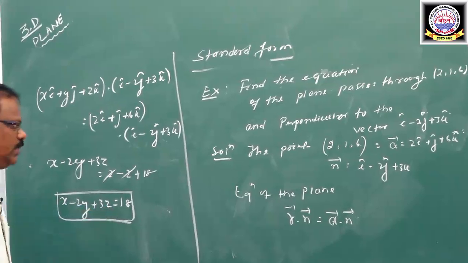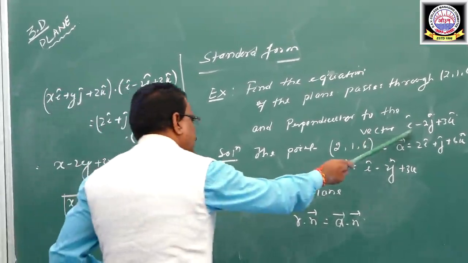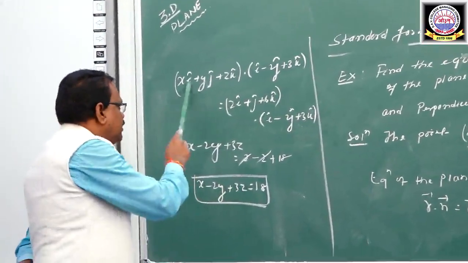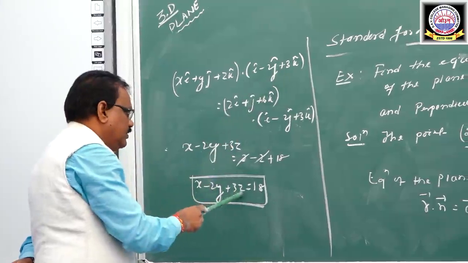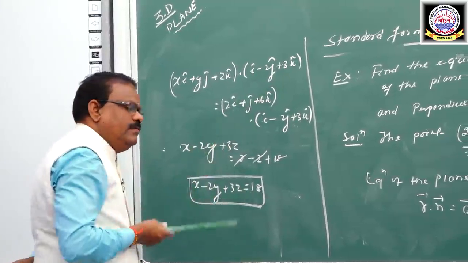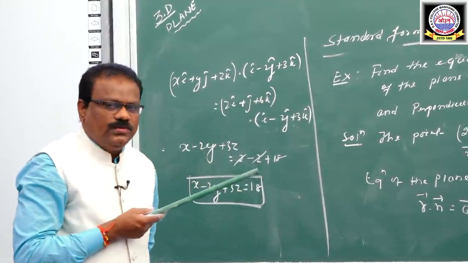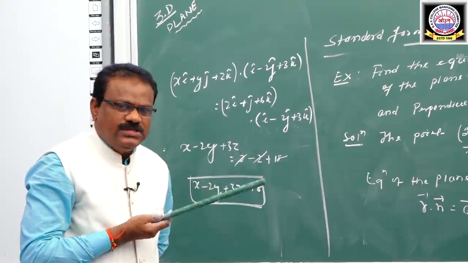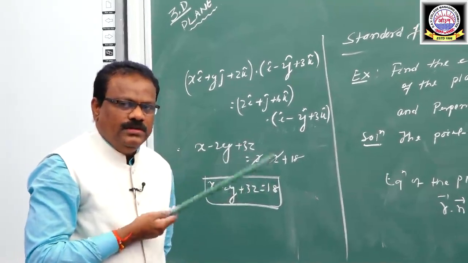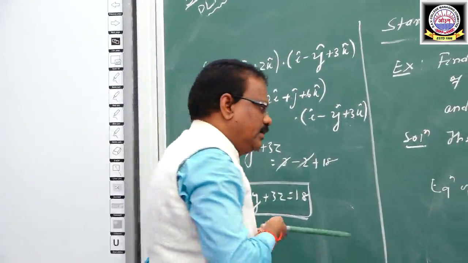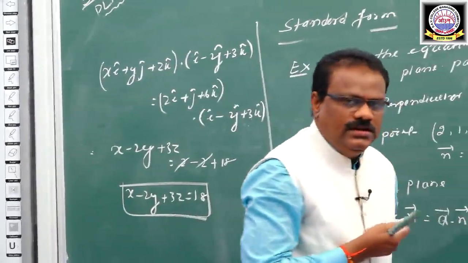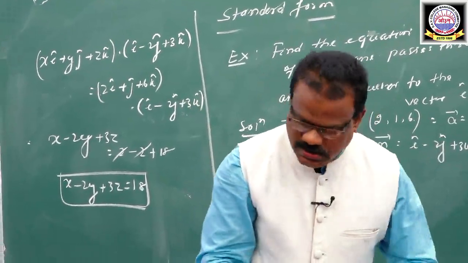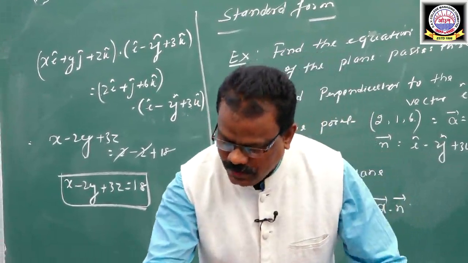Actually, what we are doing is that the n vector is the coefficient of xyz. Instead of doing this one, we can write this one directly. Only that 18 comes from a dot n, and that calculation we have to do. Otherwise, you can directly put the values: the coefficients of xyz will be the coefficients of the n vector, and a dot n is the d, which is coming as 18 here. So, this is the standard equation of the plane.